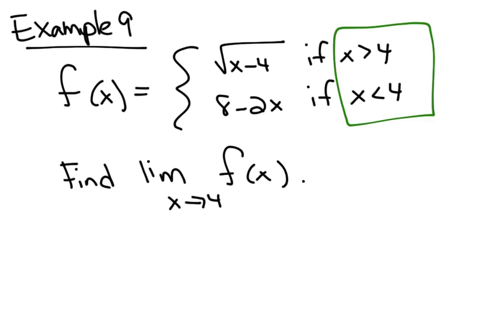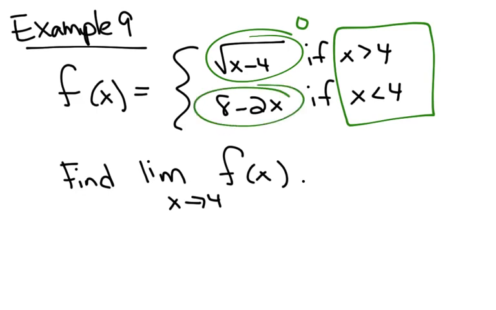But we can still find out what y value you're approaching. Algebraically, all you have to do is plug 4 into the first function. You get the square root of 4 minus 4, which is 0. And then you plug 4 into the second function. 8 minus 2 times 4 is 8 minus 8, which is 0. Well, if you plug in 4 to both of those independently and they both equal 0, then the limit must be equal to 0. You can also check that by graphing.